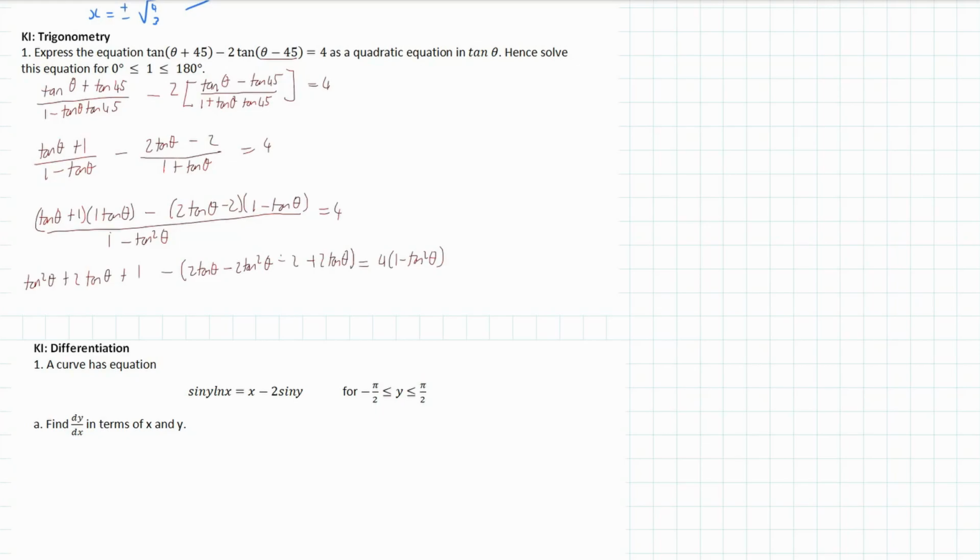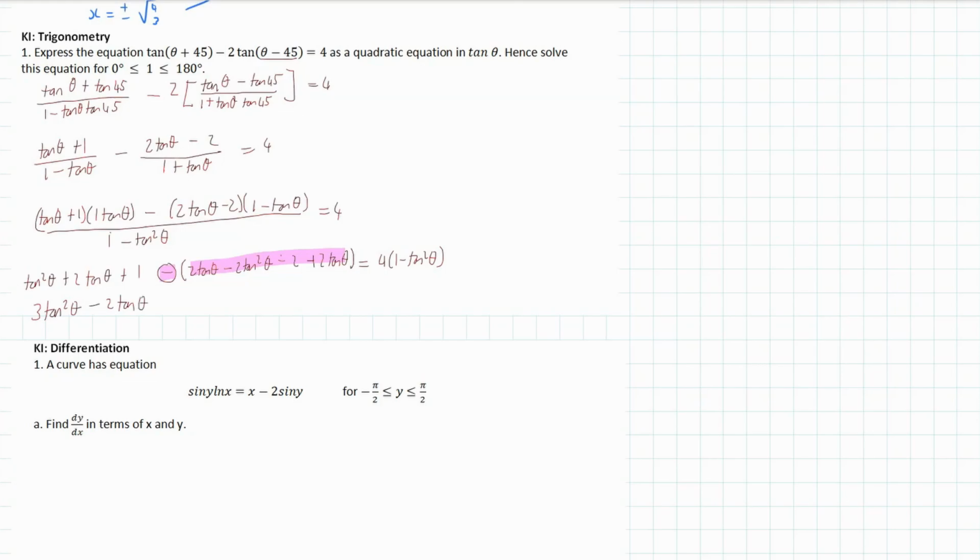Now, I'm going to gather my like terms. So this is going to affect everything inside this bracket here, isn't it? So let's just focus on the tan squareds. So I get minus 2 tan squared, so it's positive 2 tan squared. So we get 3 tan squared theta. Now we're going to look at inside the brackets. We've got 2 tan theta plus 2 tan theta, but we've got a minus, so it'll become minus 4 tan theta. And I've got positive 2 tan theta outside, so it should be minus 2 tan theta.